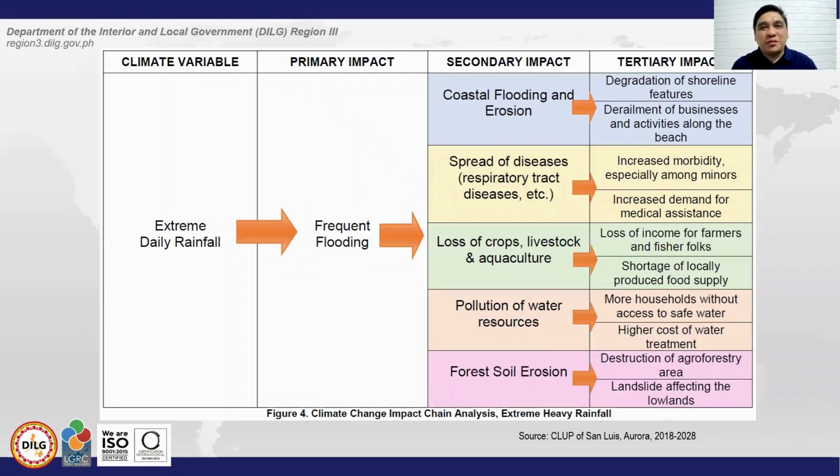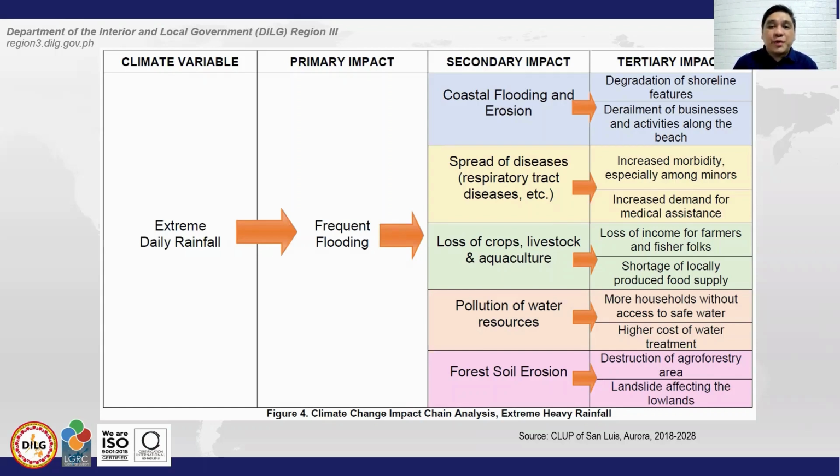For example, if the climate variable is increase in extreme daily rainfall, the primary impact will most likely be frequent flooding. Then the secondary impacts are coastal flooding and erosion, which could cause degradation of shoreline features and derailment of businesses and activities along the beach.